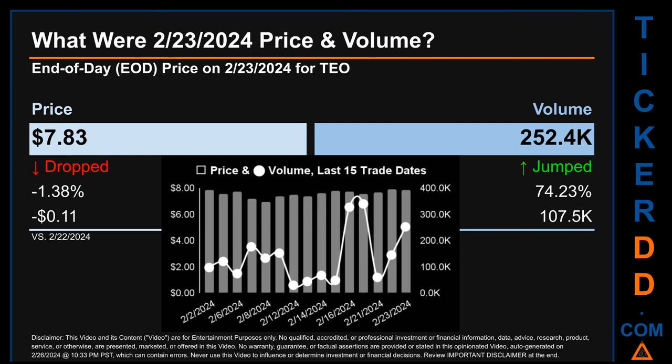The graph shows price and volume for the last 15 trade dates. Across a range of 96 cents, the max and minimum end of day price were respectively 7.94 and 6.98. Volume saw a range of 310,500, from a day low of 29,500 to a day high of 340,000.